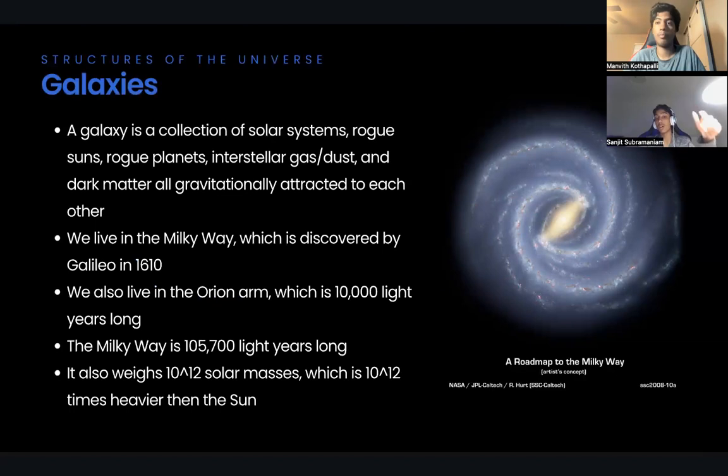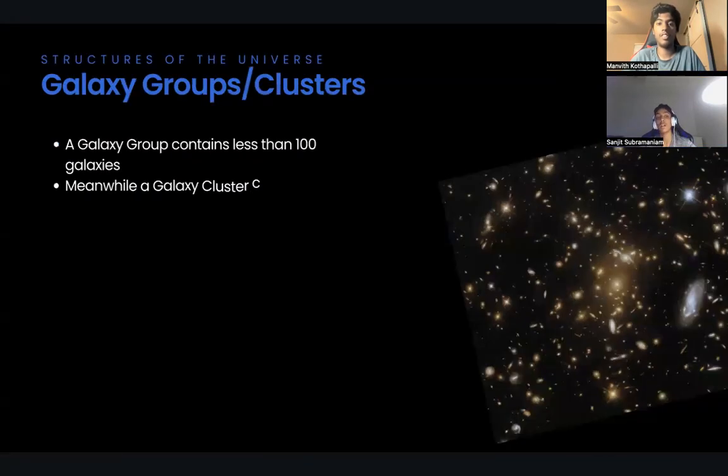The Milky Way is approximately 105,700 light years in diameter, and the Orion arm is about 10,000 light years long, which is a minor arm of the Milky Way, and was also discovered by Galileo. It weighs up to 10 to the 12 solar masses, an astounding number.